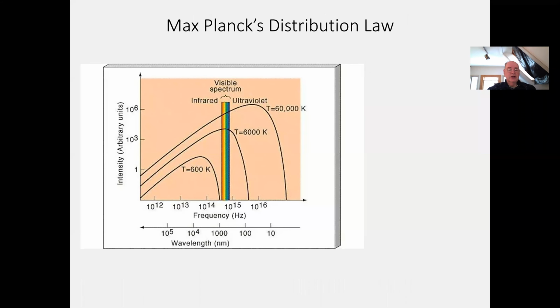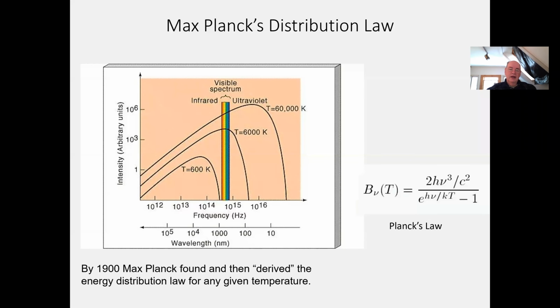Okay, but it is Max Planck who actually solves the problem. And this is his equation, which describes mathematically all these graphs. Now, it's a bear, it's a monster. We're not going to work with it in any way, but just look at it for a second. If we hold the temperature constant, let's take it at 6,000 degrees, don't change T, but put in a bunch of different frequencies.